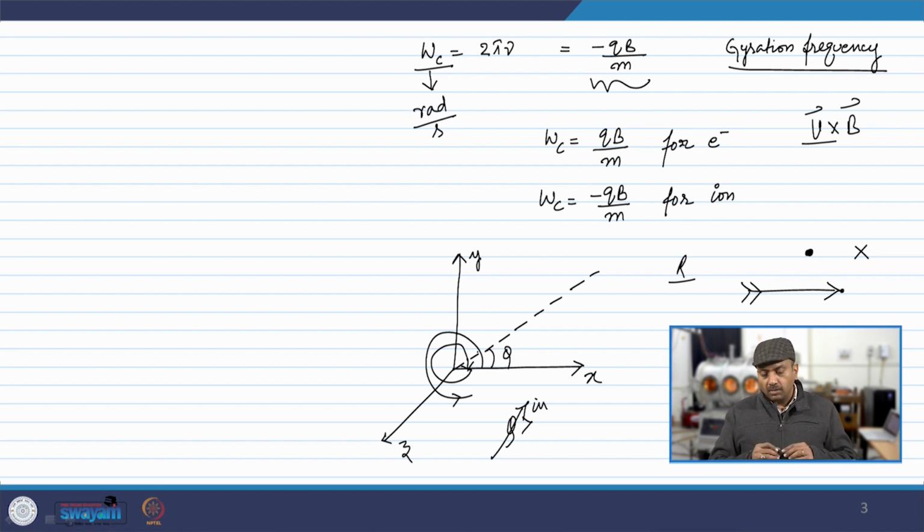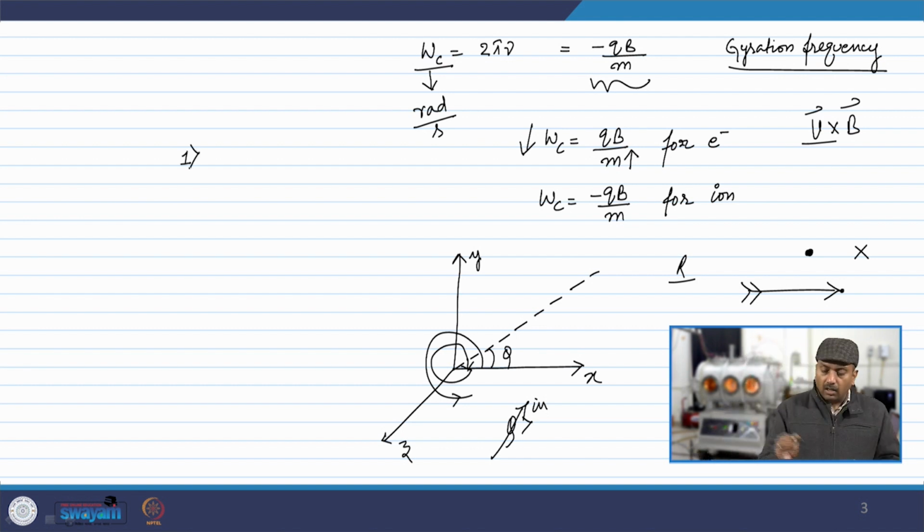So, it is obvious at this point of time that both the electron and ion will not rotate in the same direction, they will rotate in opposite directions to each other, and since the mass of the ion is larger, the frequency of the rotation will be smaller. What does it mean? The number of rotations that the ion will make per second will be small in comparison to the number of electrons.